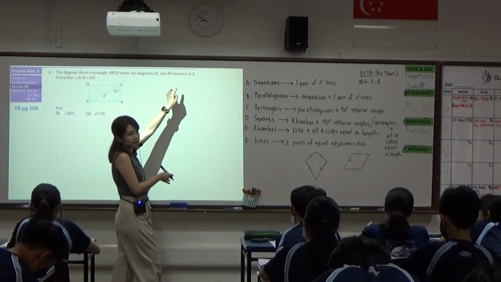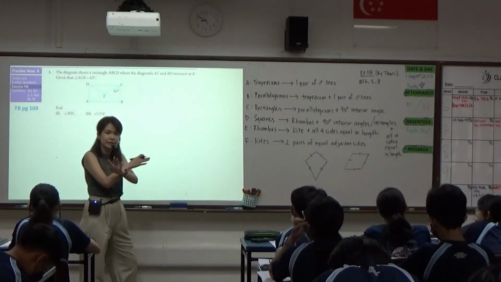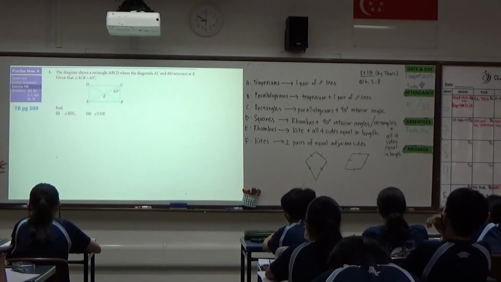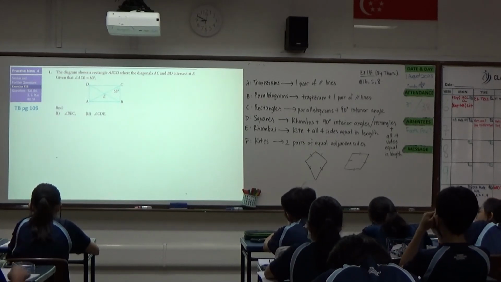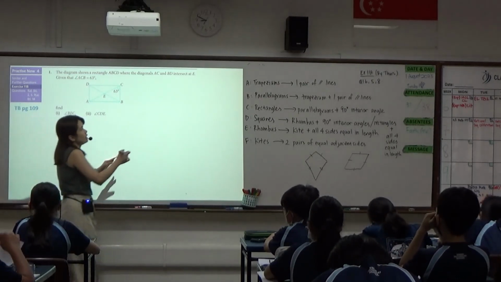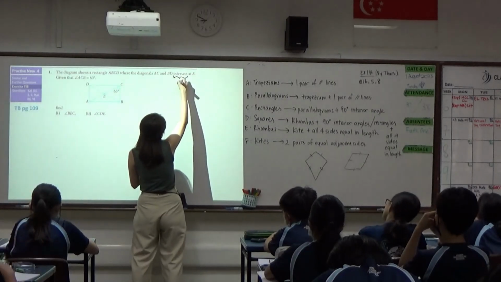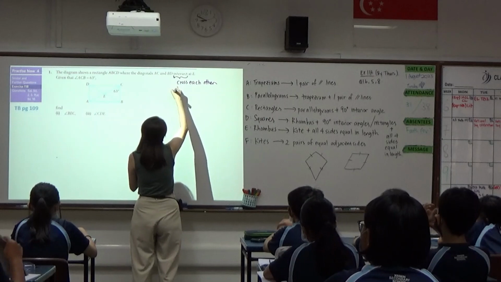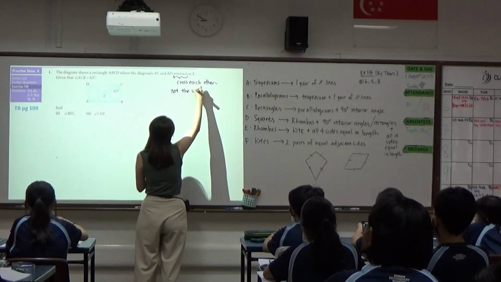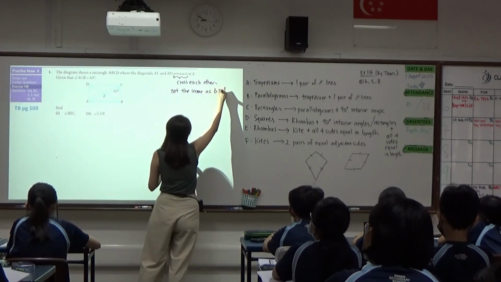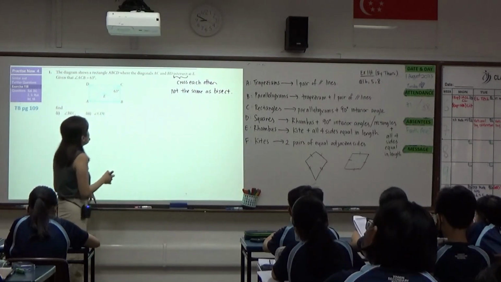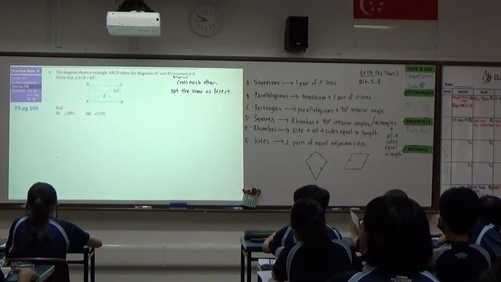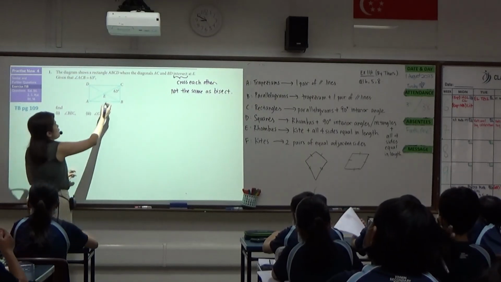Intersect simply means that they cross one another. It is not the same meaning as bisect. Bisect, as the word suggests, bi means two, so it must cut into two equal parts. So this just crosses each other, not the same as bisect. The question also told us that angle ACB is 63 degrees. First, in part I, we want to find out what is angle BEC.